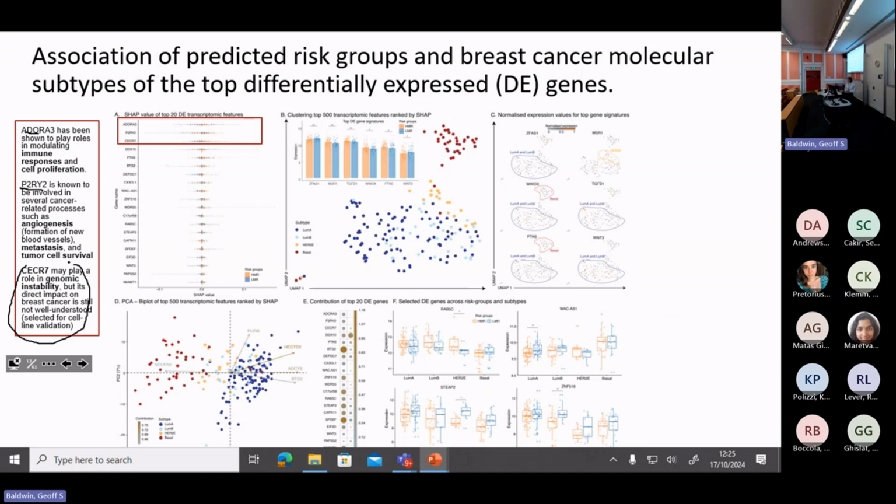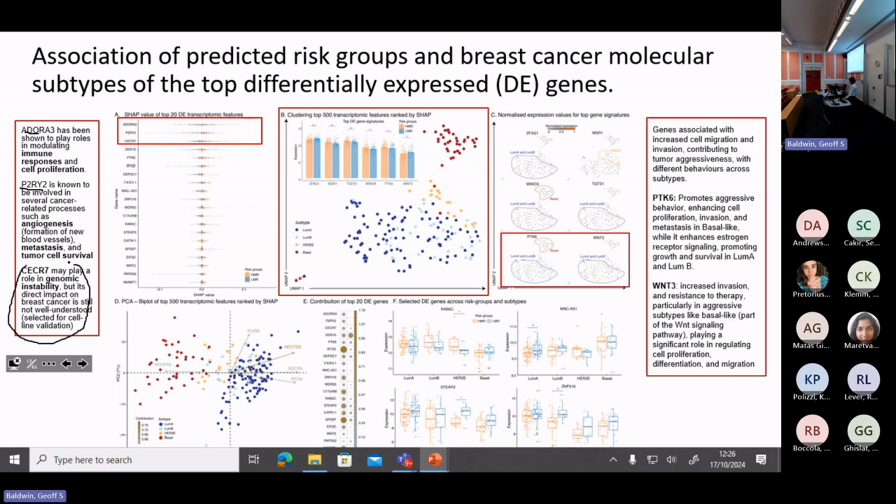And this allowed us to select a few key genes that are now being used for validation. So we are validating these across different breast cancer subtypes, cell lines. And when we do a simple UMAP, we can actually see that those transcriptomic features are relevant. You can see here that just by using the transcriptomic features identified by the SHAP analysis, the top 500 we selected here, those breast cancer subtypes are being very well distributed.